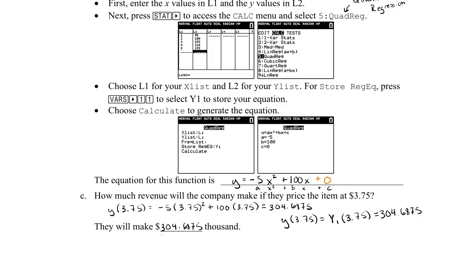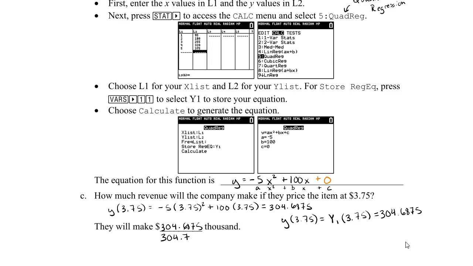Probably in practice, I would round this to something like 304.7 thousand to give my answer. How much revenue will they make if they charge $375? Well, almost $305,000.